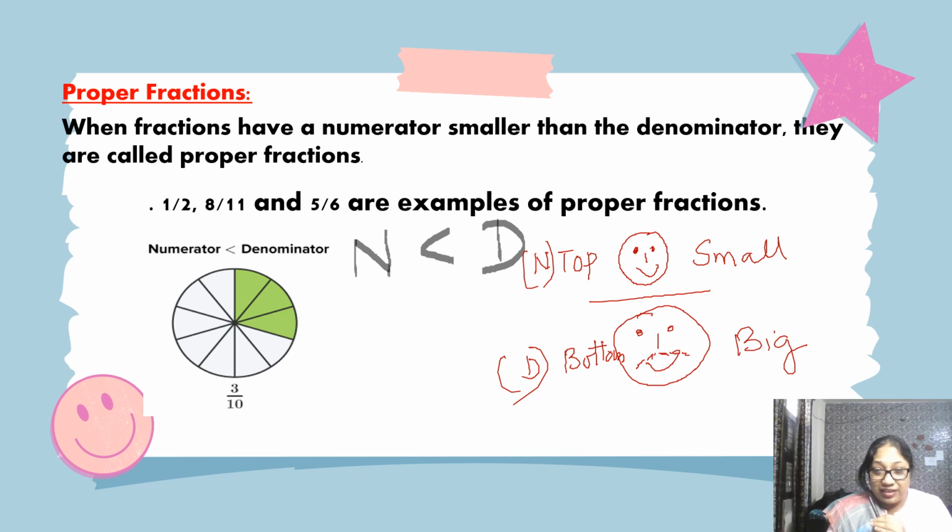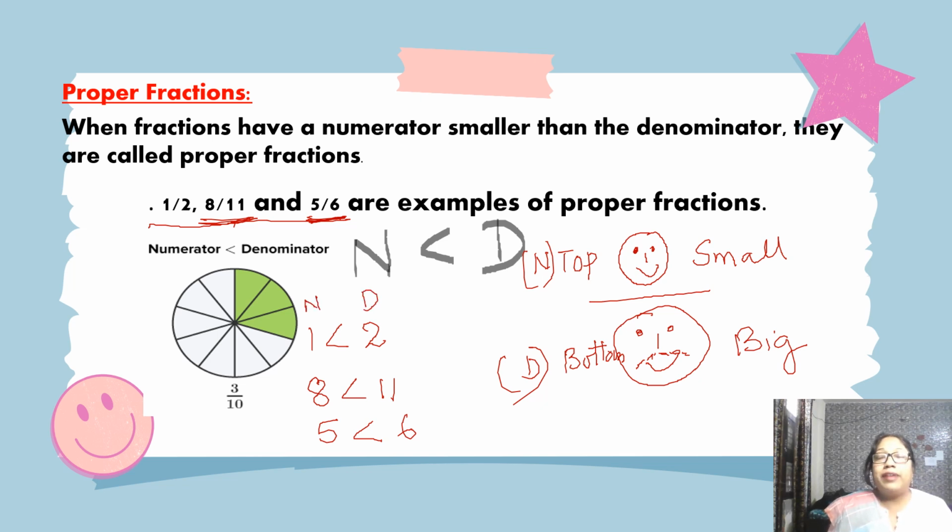Now it's easy to learn now. When the numerator is small and the denominator is big, this kind of fractions are called proper fraction. In the examples, 1 upon 2. 1 is smaller than 2. 8 upon 11. 8 is smaller than 11. 5 upon 6. 5 is smaller than 6. In all the examples, numerators are smaller than denominator. So these kind of fractions are called proper fractions.